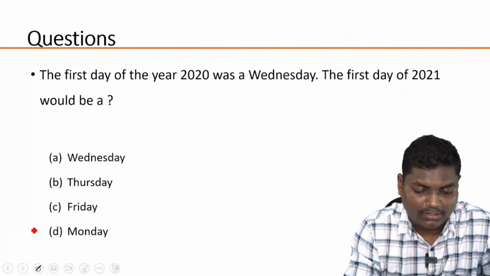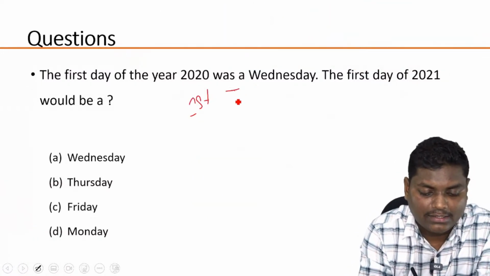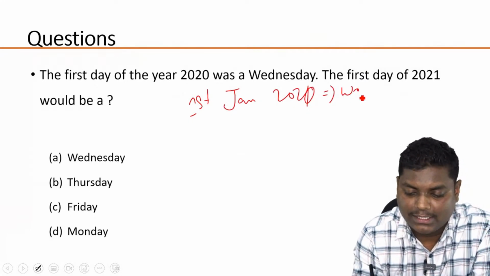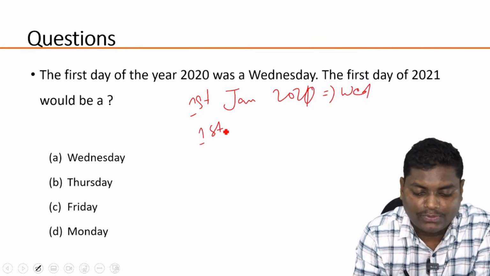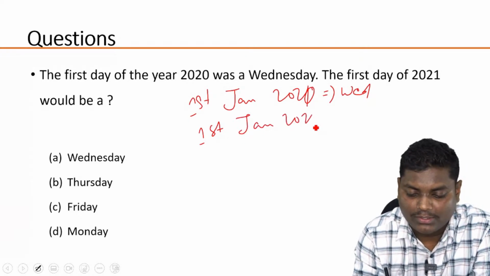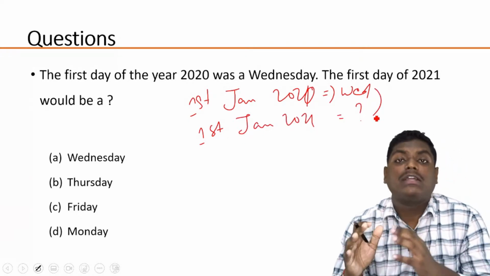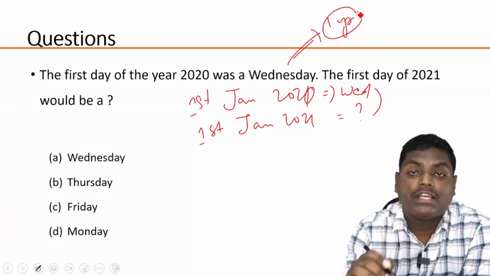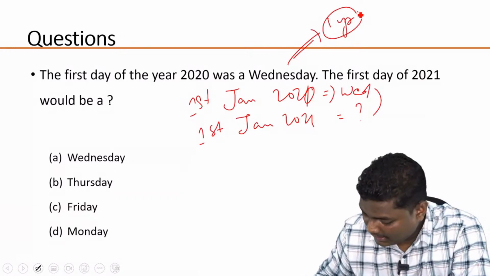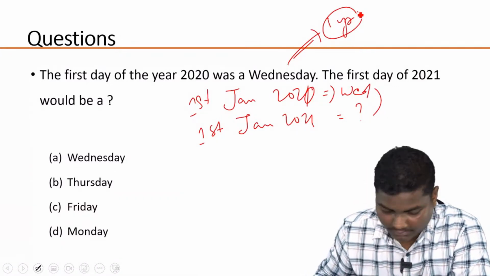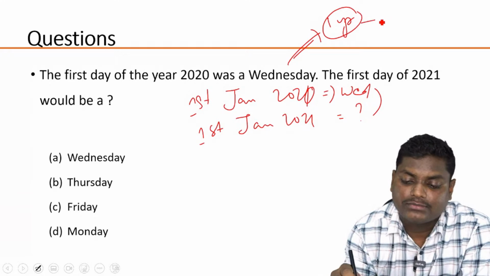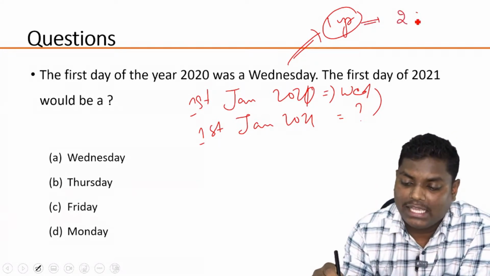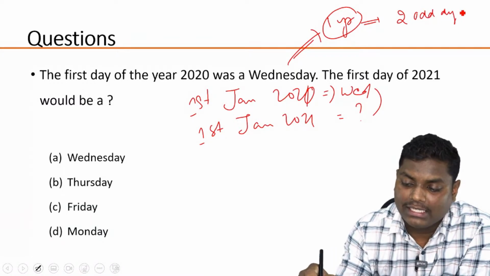So 1st Jan 2020 is Wednesday. We need to find 1st Jan 2021. The first thing you have to do is see the gap. So it is basically 1 year. Now what kind of year is it? It is a leap year. Correct, Anupam? So in this leap year, how many days are we having? We are having 2 odd days, 2 extra odd days.